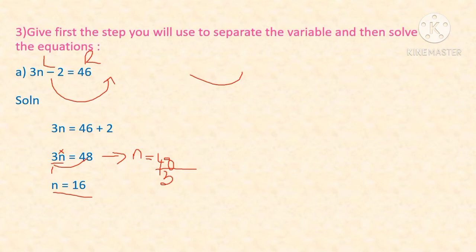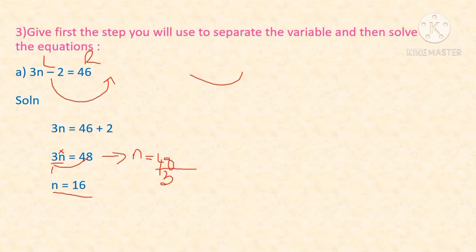Understood? I'll repeat again. The question is 3n minus 2 equal to 46. You want to solve this equation and find the value of n. Here minus 2 and 46 are the constant terms. So bring this minus 2 to the right hand side, and it becomes plus 2. Now 46 plus 2, you get the answer 48.